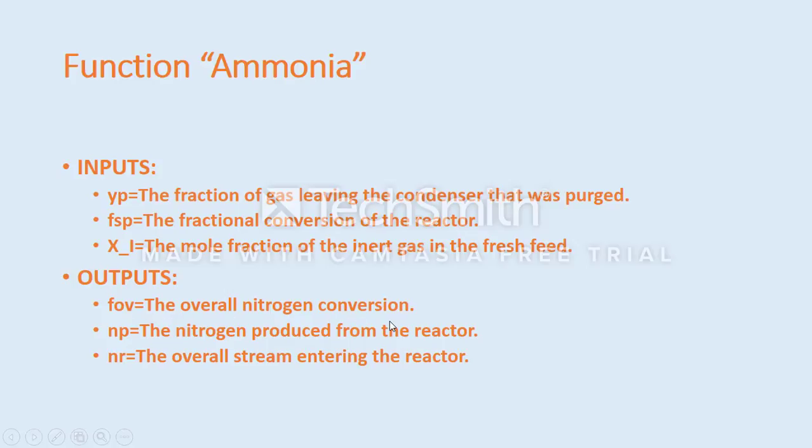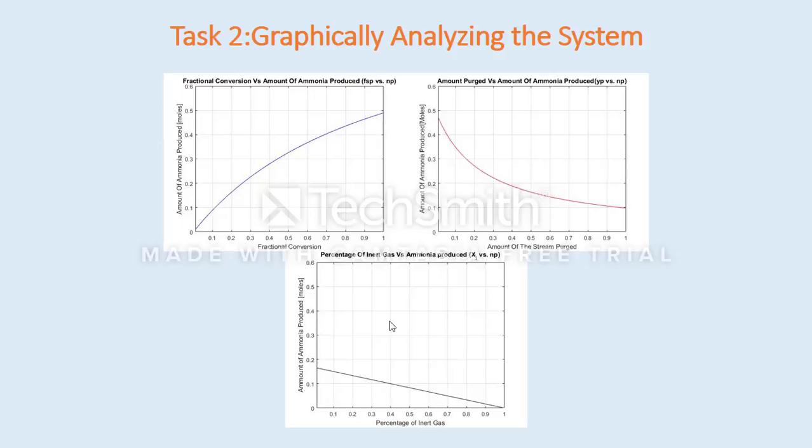So task two, we have to graphically analyze the system. I'll show you in a bit how that works in our code. But just to look at it, this is the relationship between the ammonia produced versus the fractional conversion. As the fractional conversion increases, with YP and XI staying the same, obviously we have more ammonia being produced because you're converting more of the nitrogen and hydrogen to ammonia. On the other hand, we have YP and XI. YP is how much was purged. So the more that was purged, the less that was recycled. That's why we see the amount of ammonia decreasing.